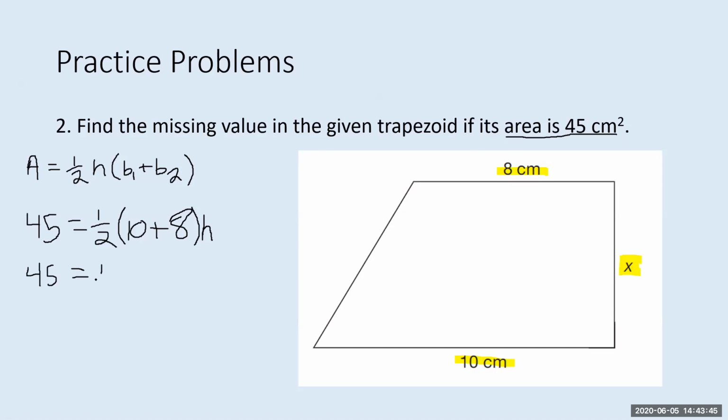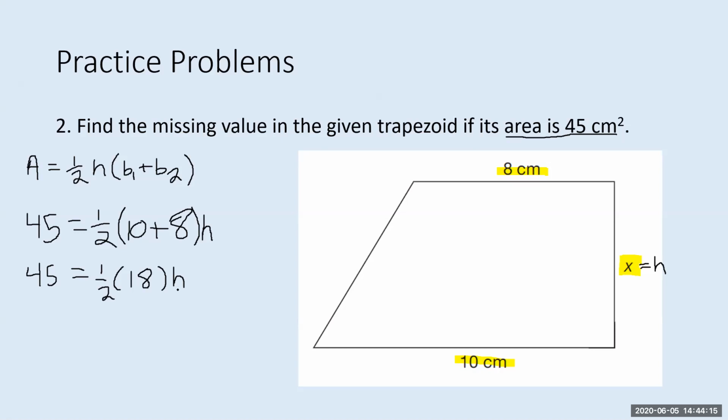So 10 plus 8, which gives you a sum of 18. So now I've got 45 equals a half times 18 times the height. I'm going to go over here and just make a little note that X, for this trapezoid, is really the height of the trapezoid.